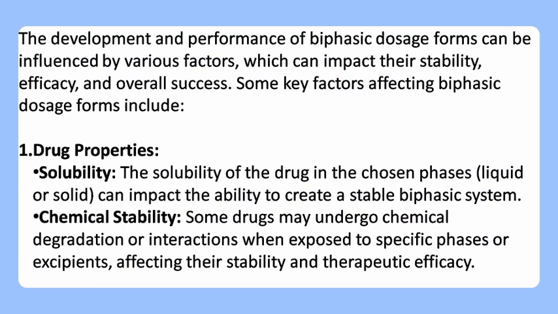The development and performance of biphasic dosage forms can be influenced by various factors, which can impact their stability, efficacy, and overall success. Some key factors affecting biphasic dosage forms include: first, drug properties. Under this, A. Solubility. The solubility of the drug in the chosen phases, liquid or solid, can impact the ability to create a stable biphasic system. B. Chemical stability. Some drugs may undergo chemical degradation or interactions when exposed to specific phases or excipients, affecting their stability and therapeutic efficacy.